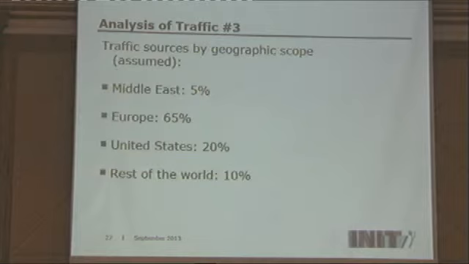What we also see is the geographic scope of the traffic origin. So maybe 5% are from the Middle East, 65% from Europe, United States 20%, and the rest of the world 10%. These are just raw assumptions. This is not based on any real data. This is just raw assumptions from the experience I had in the last years.